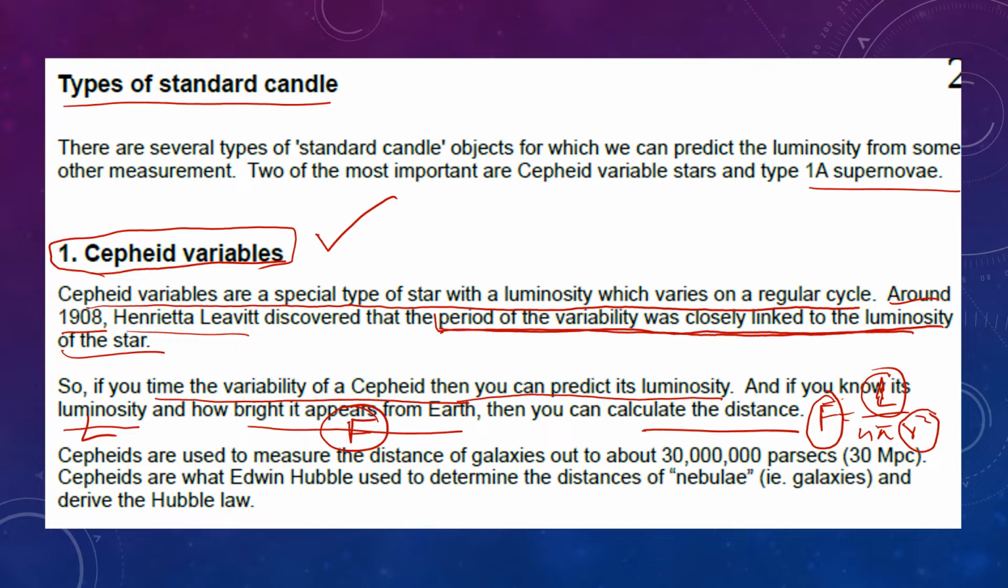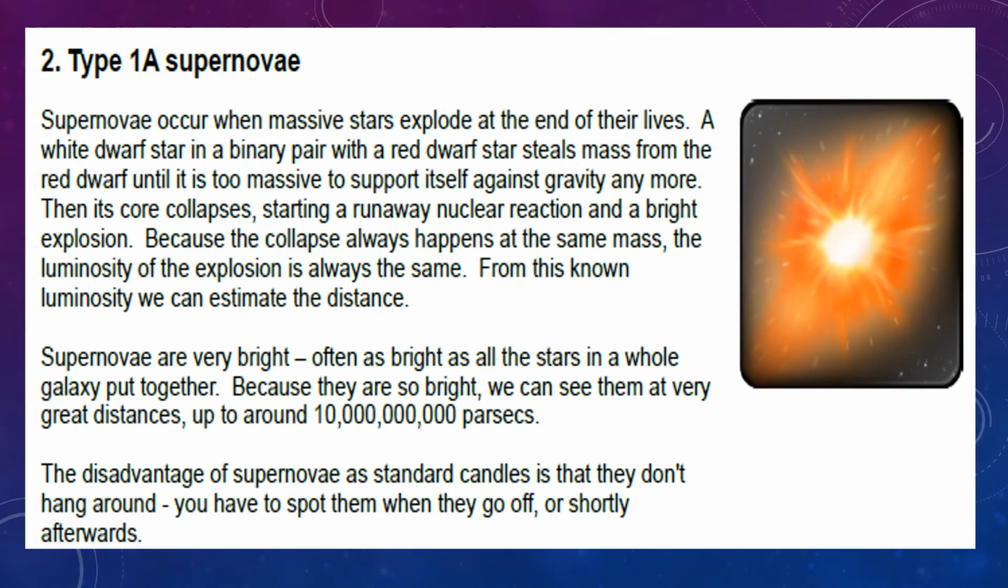So Cepheids are used to measure the distance of galaxies out to about 30 megaparsec. It's again a unit, not the SI unit, but a unit to measure large distances. Cepheids are what Edwin Hubble used to determine the distance of nebulae, which are actually galaxies, and derive Hubble's law. Well, the second one is type 1A supernova.